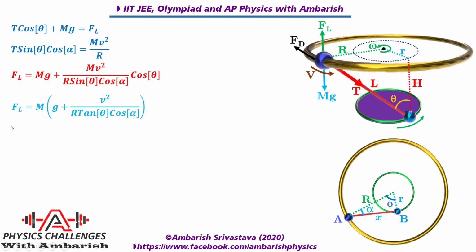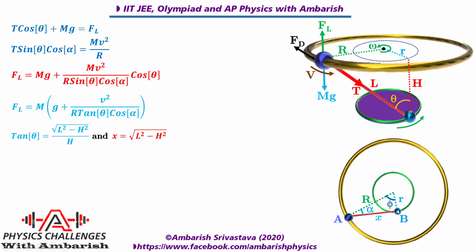But we have to substitute the values of theta and alpha, because they are not given in the problem. If I can find tan theta and cos alpha in terms of the given variables in the question, then our job is done. So let's find tan theta. It is very simple. This is L, this is H. So this is the hypotenuse, this is the base of the angle theta, and this line is the perpendicular, which by Pythagoras is the square root of L square minus H square.